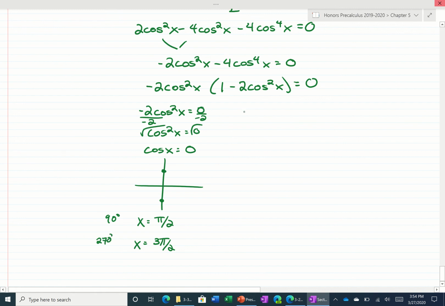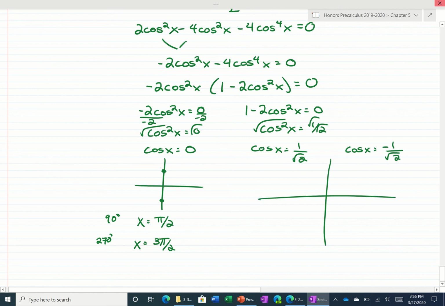And then what about this one? So 1 minus 2 cosine squared of x is equal to 0. Bring the 1 and divide by 2. Go take the square root. We get that the cosine of x is equal to positive 1 over root 2, and the cosine of x would equal negative 1 over root 2. Well, cosine of x would be 1 over root 2 in this quadrant and in this quadrant.